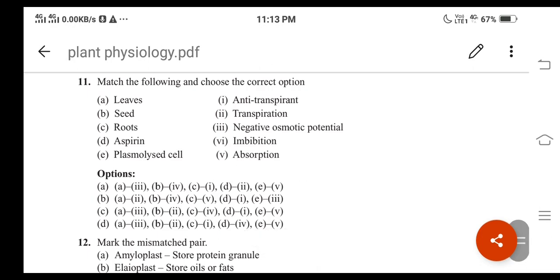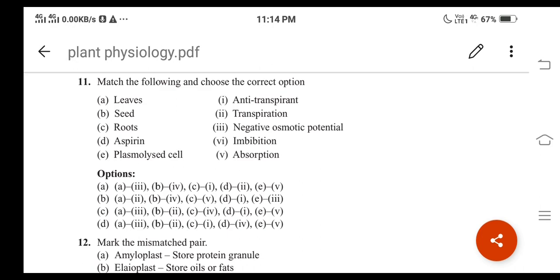It is a matching type question. Match the following and choose the correct option. Here in column 1: leaves, seeds, root, aspirin, plasmolysed cell. And in column 2 they have given: anti-transpirant, transpiration, negative osmotic potential, imbibition, absorption. They have given the functions like this. And here for question number 11, option B is the correct answer.